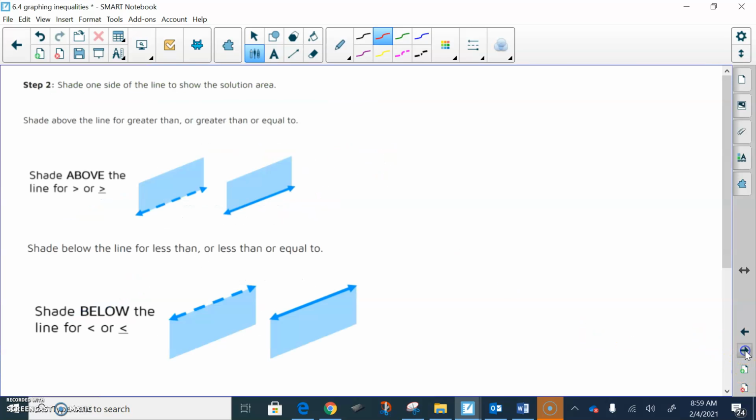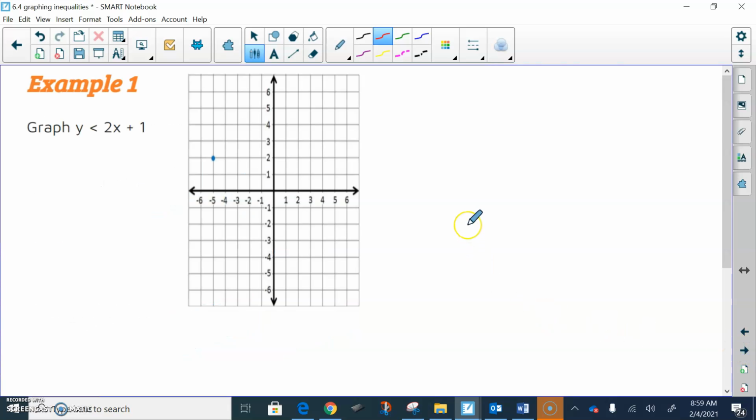They're not included. Okay, once we draw our boundary line, if we're using a greater than symbol or greater than or equal to, we want to shade above. That means all the points that are greater than that line are in our solution. If we use a less than or a less than or equal to sign, then we're going to shade below. That means all the points that fall below that line are our solution. So let's go ahead and practice.